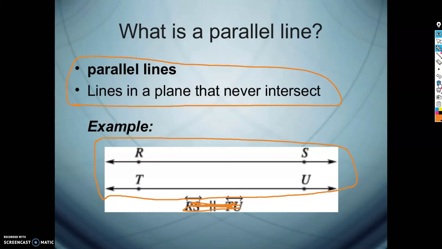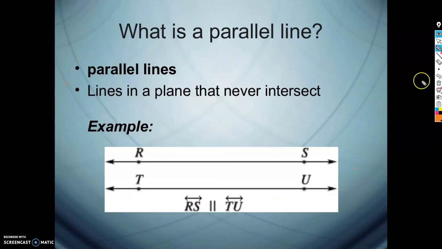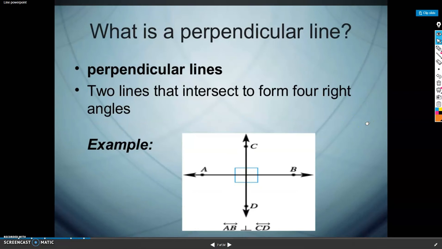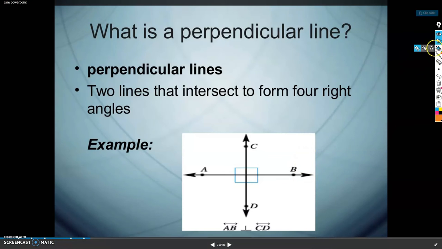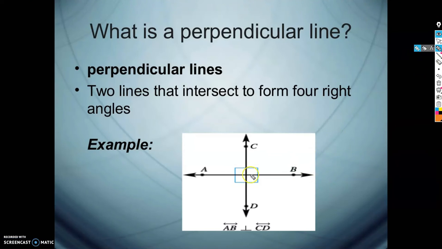Okay. All right, so hopefully you got that down. If you didn't, pause it, rewind if you need to, whatever you got to do. All right. Perpendicular lines are different. They are two lines that intersect and they form right angles. Okay. Well, you say, well, what's a right angle? A right angle is when in this corner here you have a 90-degree angle. Okay. And that's straight up and straight across.